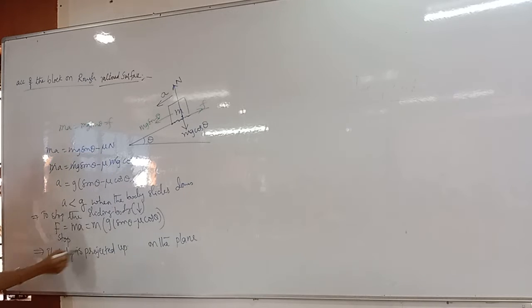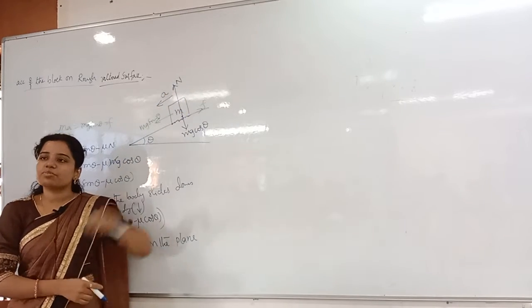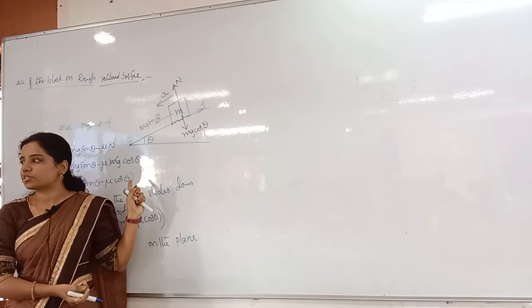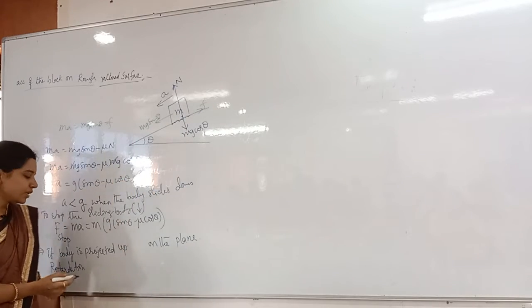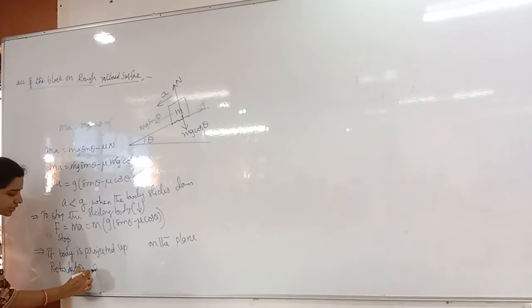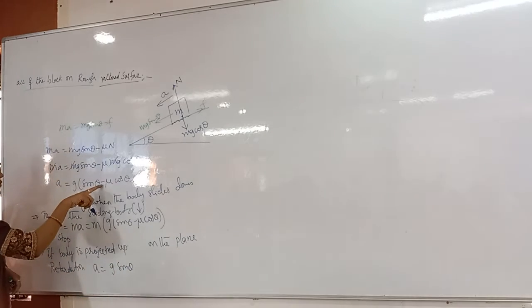So whenever the body is projected up the inclined plane, there is retardation. What changes here? Acceleration will be in the upward direction, then friction will be in which direction? Downward direction. The body is going in the upward direction, friction is in the downward direction. Now, at that time, retardation a is equal to what? g sin theta, instead of minus, we get plus mu g cos theta. That's it.